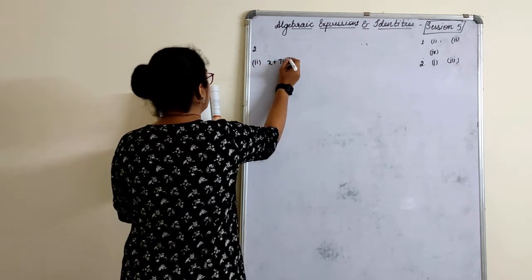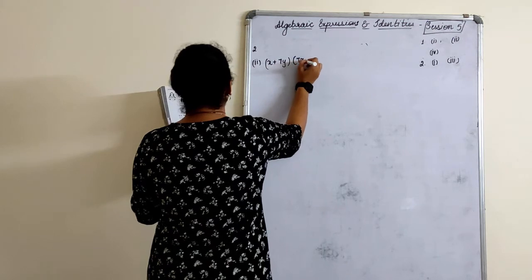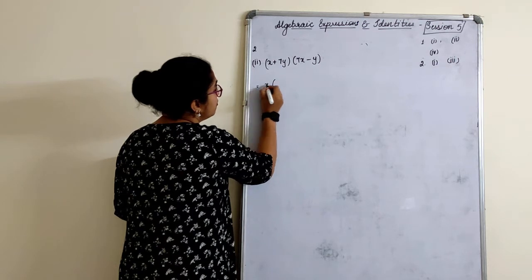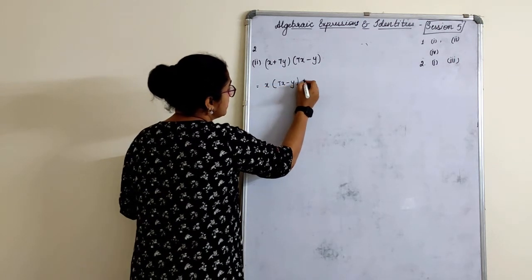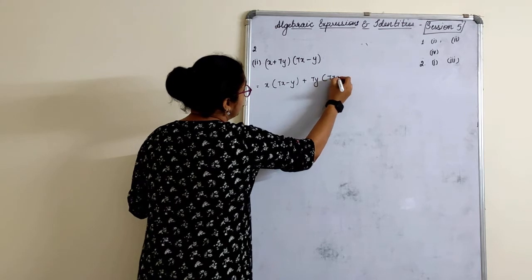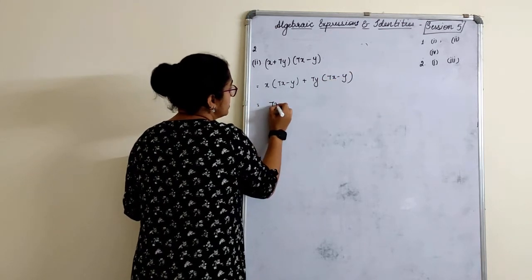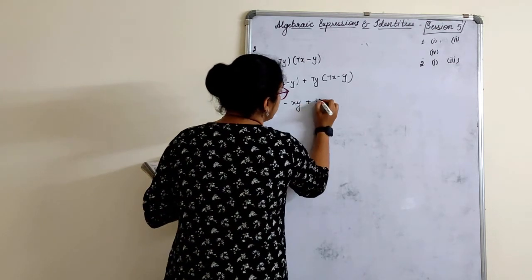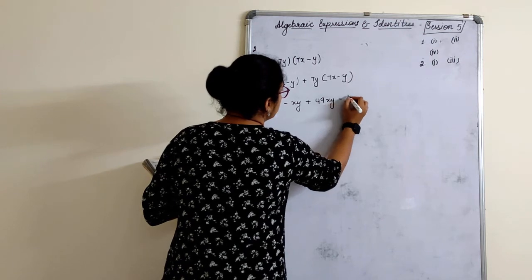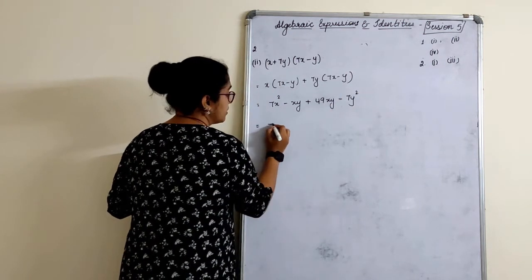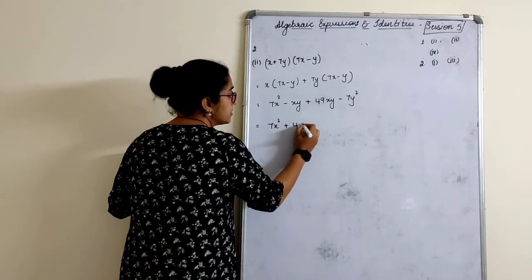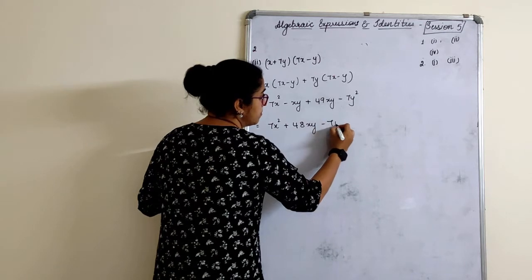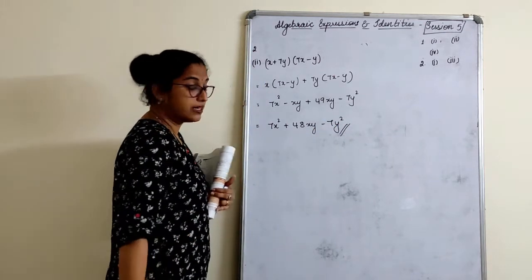x plus 7y, 7x minus y. Again, children, x of 7x minus y plus 7y of 7x minus y. 7x square minus xy plus 7 7s are 49xy minus 7y square. 7x square plus 48xy, minus 1 plus 49, minus 7y square is the answer.